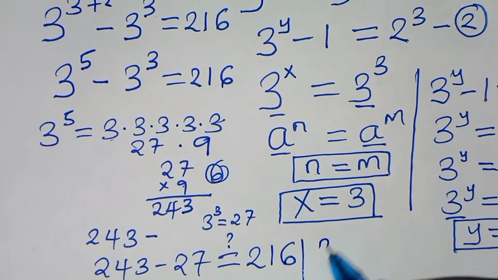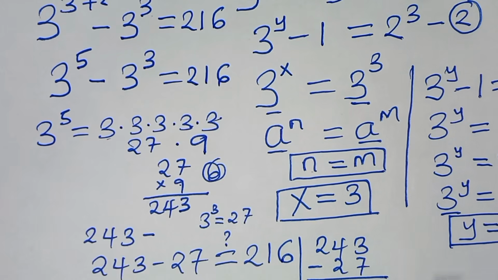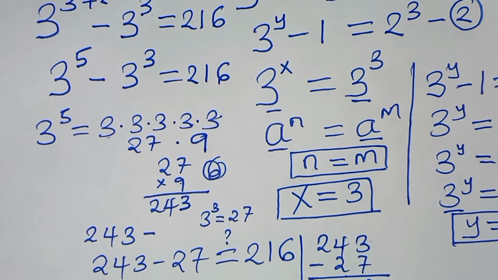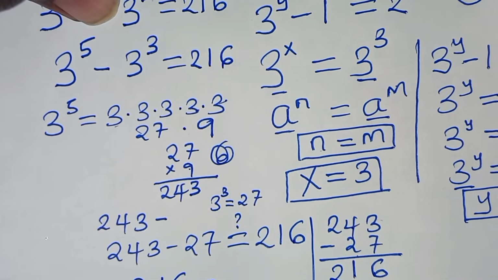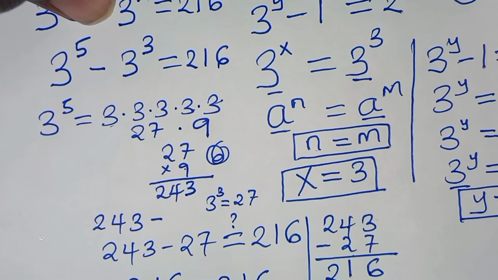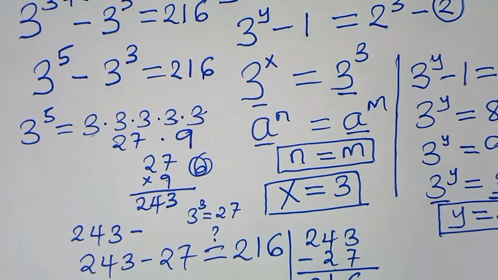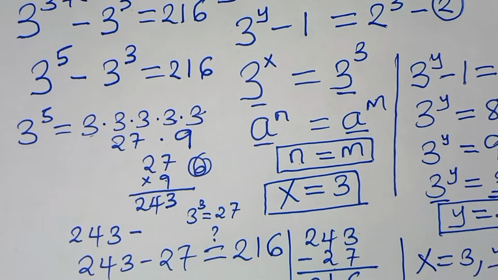So here we have 243 minus 27. We have 13 minus 7, this is 6. Then we have 3 minus 2, here is 1. Then 216 now. So this implies that the left hand side, that is 216, is equal to 216. So the left hand side is equal to the right hand side. And this implies that the value of x, which is equal to 3, and the value of y, which is equal to 2, satisfies the equation.